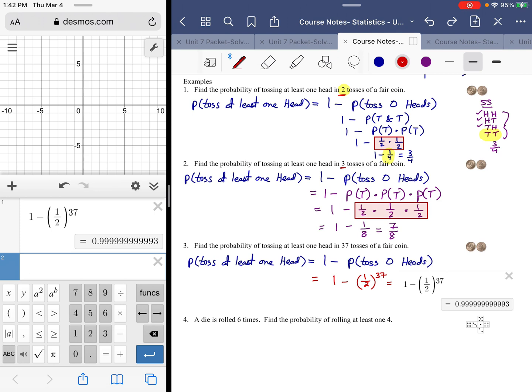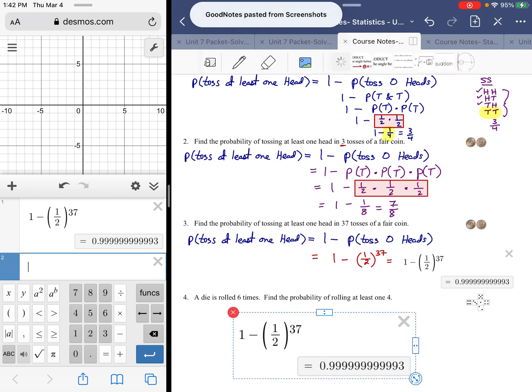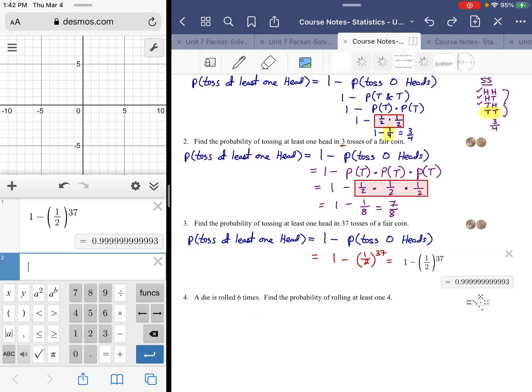Number 4, now we flip the script here a little bit, and we say a die is rolled 6 times. I thought I still had the other thing copied in order to paste. I'll just rewrite it. I just kind of looked into the future, saw myself copy-pasting the previous line and erasing almost all of it. So why not just rewrite it? All right, so roll at least 1 4, and that would be 1 minus the probability of rolling no 4s.